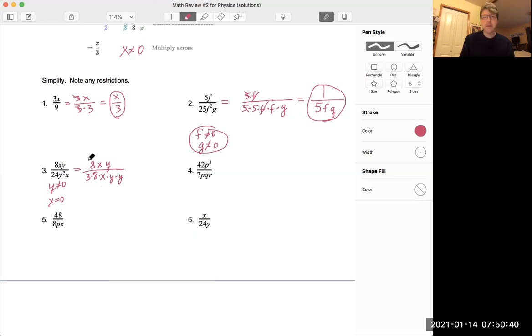Anyway, 8 and 8 cancel out. The x and the x cancel out. That's a little bit hard to see that I canceled it, isn't it? There we go. And then a y and a y cancel out. So that's a 1 on the top, a 3, and a y.